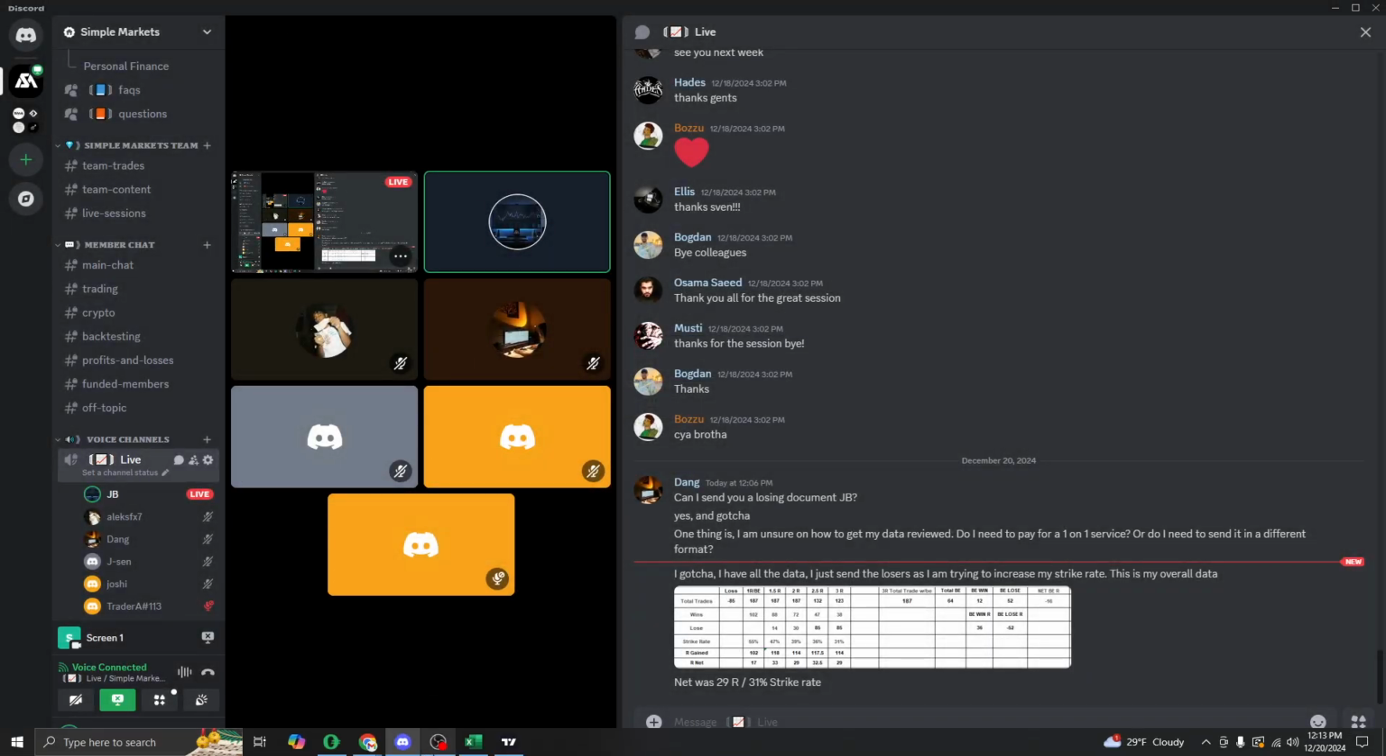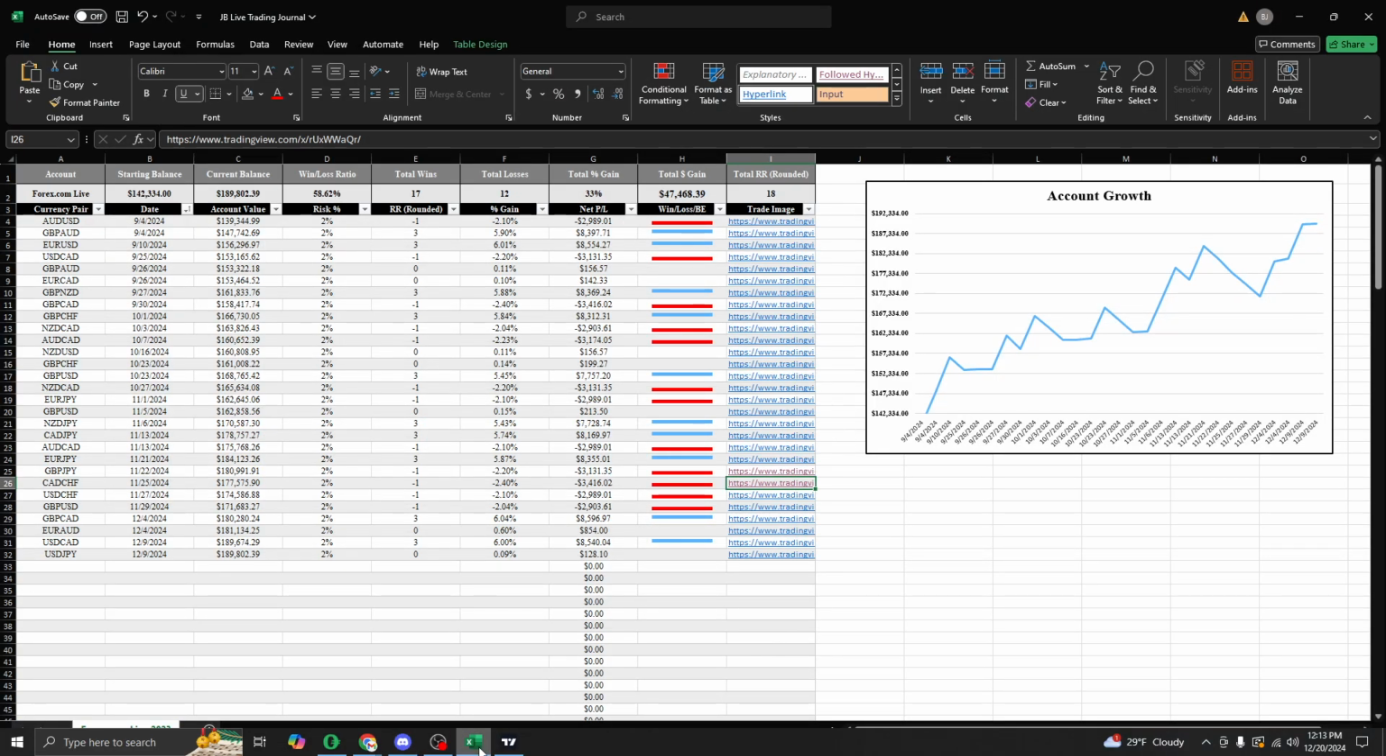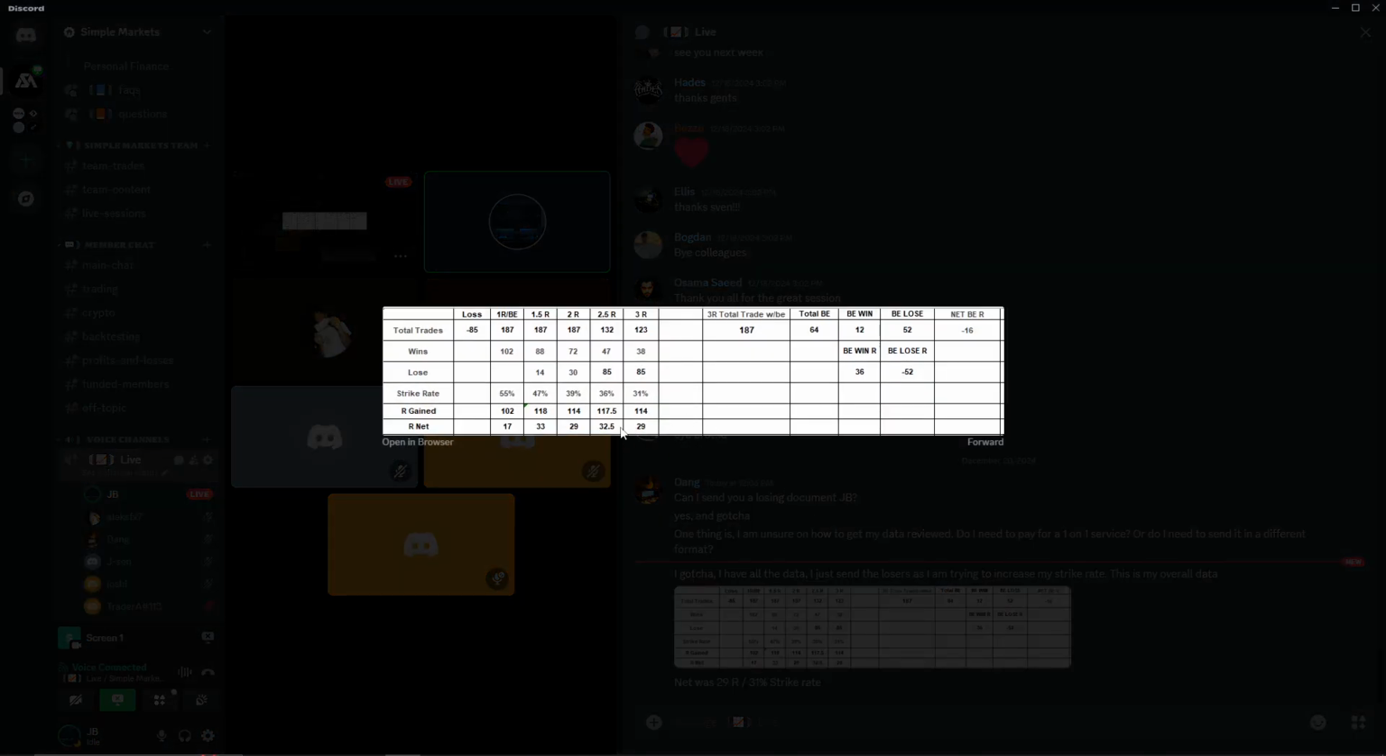I think that's even what I made. What am I up in the last few months here? I'm up 18R in the last 4 months. So 29R is not bad if this is the scale of a year or whatever it may be.